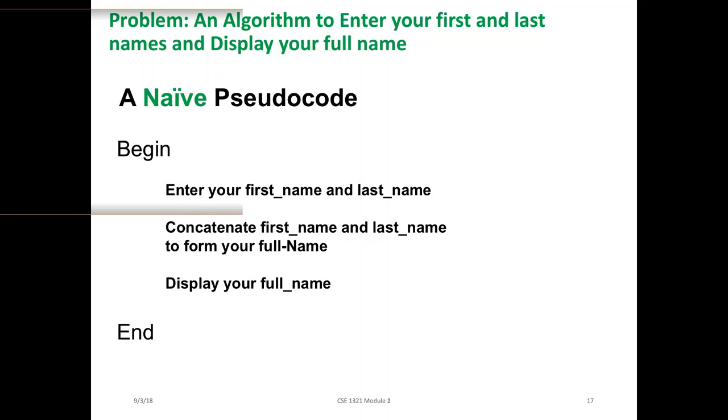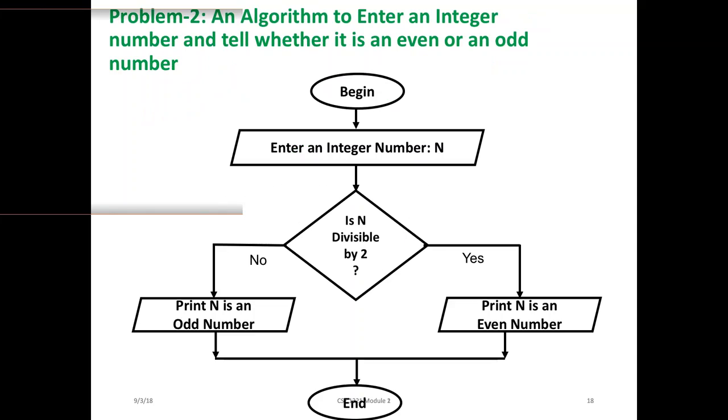Okay, we are almost at the end. This is my last one. Let us start with another problem. Look at this: write an algorithm to enter an integer number and tell whether it is an even or an odd number. So how do we do that in general?